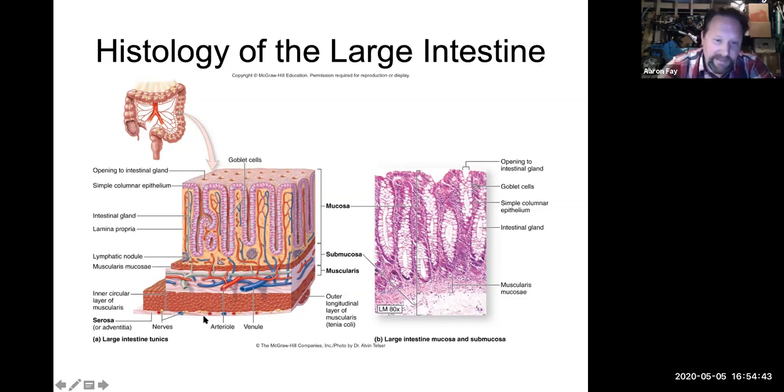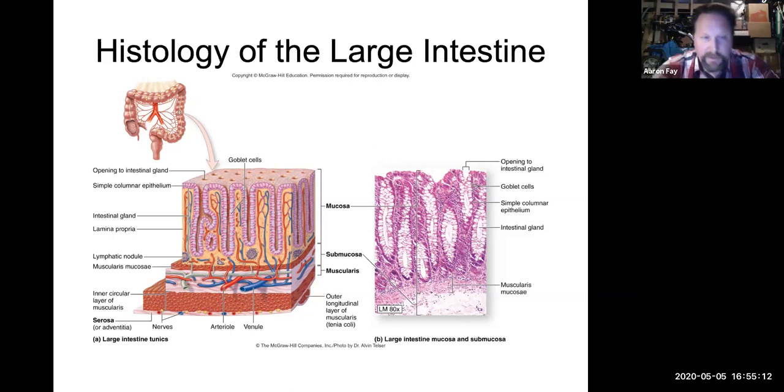And outside of the muscularis, we're going to have, is it adventitia or is it serosa? Well, it depends, right? If you're ascending, descending, rectum, since you're retroperitoneal, you have an adventitia. If you are transverse or sigmoid, you are covered by the visceral layer of the peritoneum, so you have a serosa.